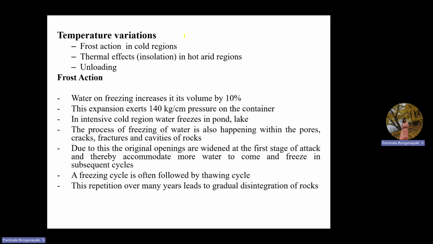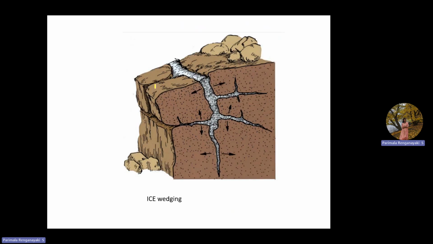Temperature variation, how this mechanical weathering is happening: due to frost action in cold regions, thermal effects, insulation in hot arid regions, and unloading. These are the three major reasons for mechanical weathering. Now let us see frost action. Before reading this, just see this figure. We have a rock and it is having fractures. During rainfall or runoff, the water is filling these fractures. This is what we are going to see now, frost effect.